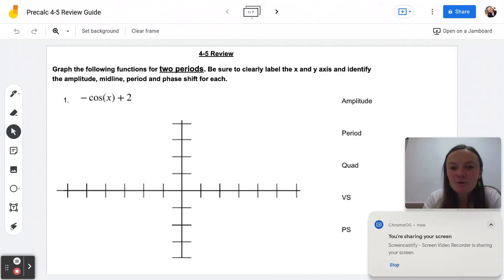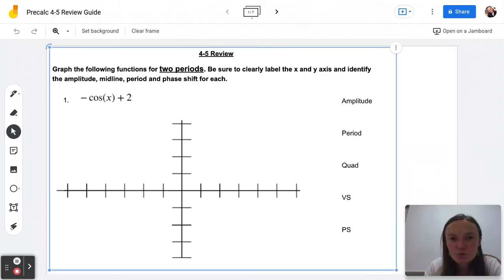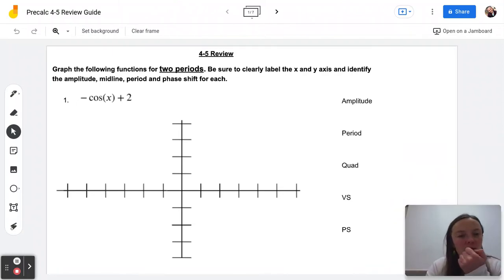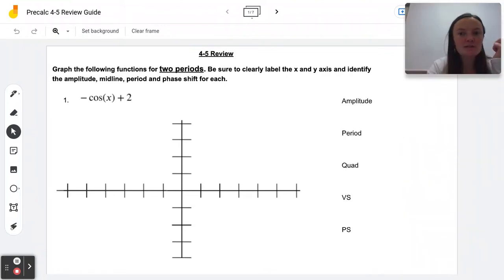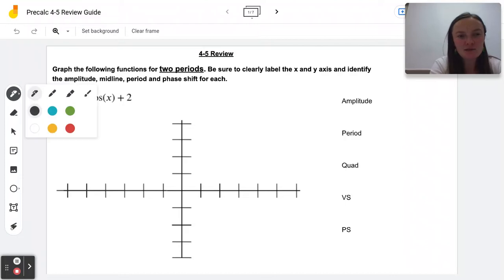Hey everyone, so what we're going to be going over today are the answers to our 4-5 review guide. What this review guide looks like is really similar to what your quiz is going to look like. So let's go ahead and start.